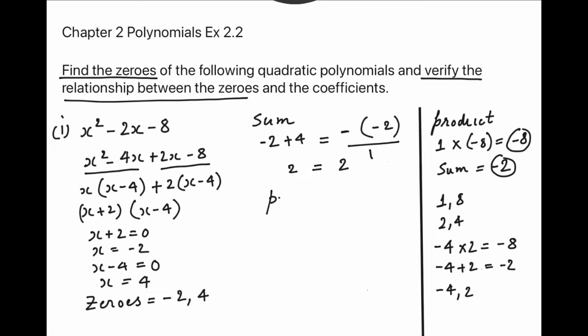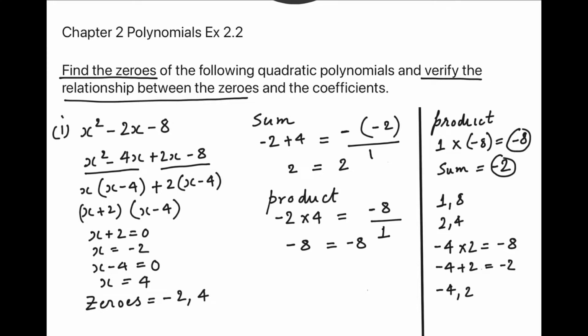Now let's verify the product of the zeros. So the product of the zeros is minus 2 into 4, and we know that the product should be equal to the constant term, which is minus 8, divided by the coefficient of x square, which is 1. So on the left hand side, minus 2 into 4 is minus 8, and on the right hand side, minus 8 divided by 1 is minus 8.